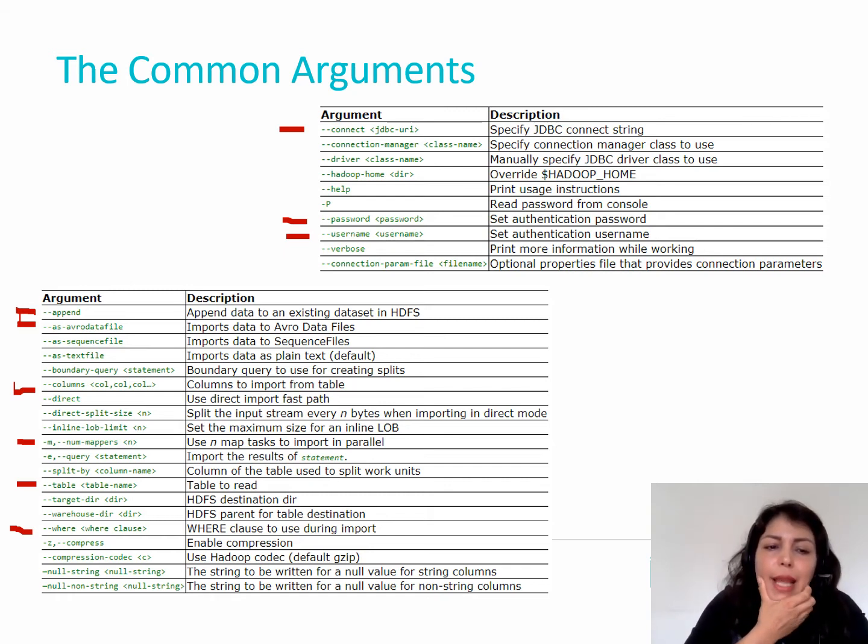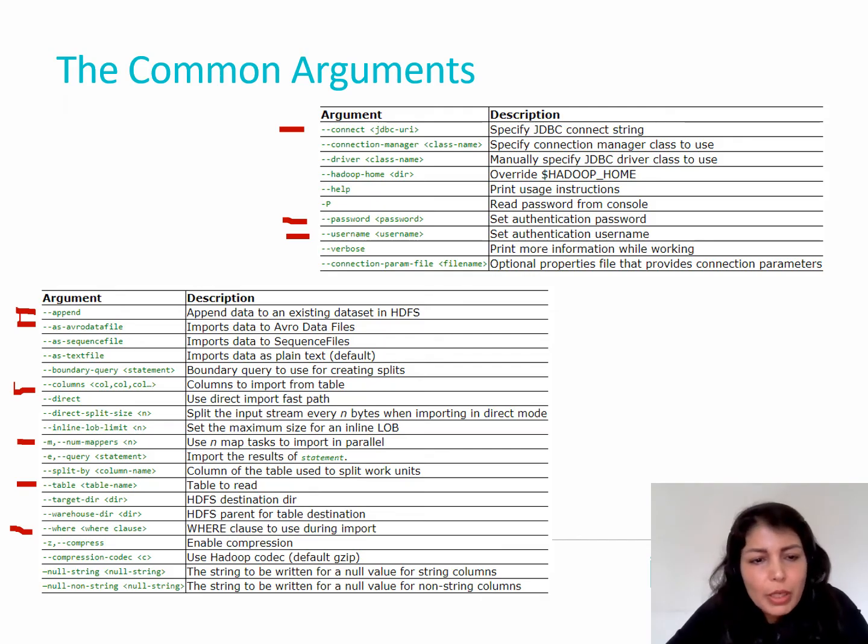M is another important argument for importing. This is M or num-mappers, which shows the number of map tasks that you can use, because when you want to import data to HDFS, you will have map tasks which work in parallel to make this import. So you can specify the number of map tasks here. Usually by default it's 4, but if you want you can change it to a lesser or greater number. For a small database, it's better to use a smaller number. For example, in the example that I explain in the next slides, we will use 2 because our database is not very big.